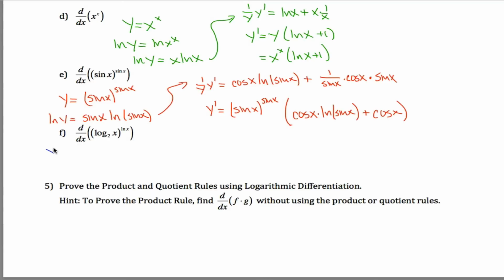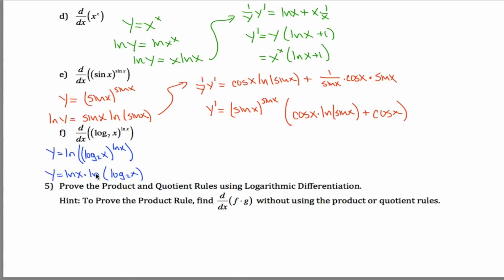So what I have to do is introduce yet another log to get y equals the natural log of the log base 2 of x raised up to the natural log of x power, so that I can apply my log rule to bring this natural log of x down in front of this natural log of x. Wow, that's a lot to keep track of. Y equals this natural log of x right here times the natural log of the log base 2 of x.